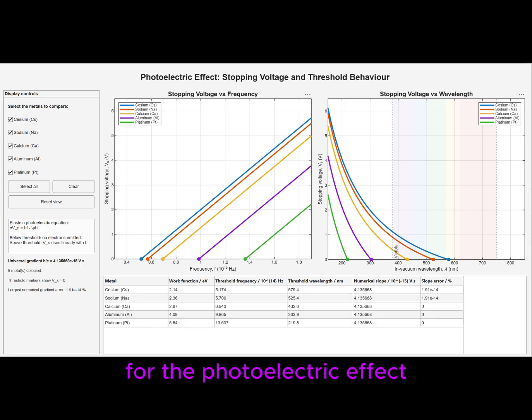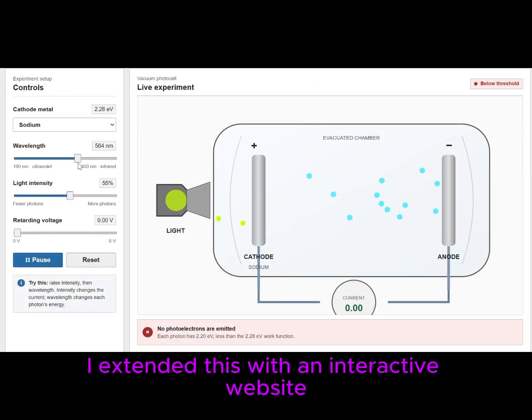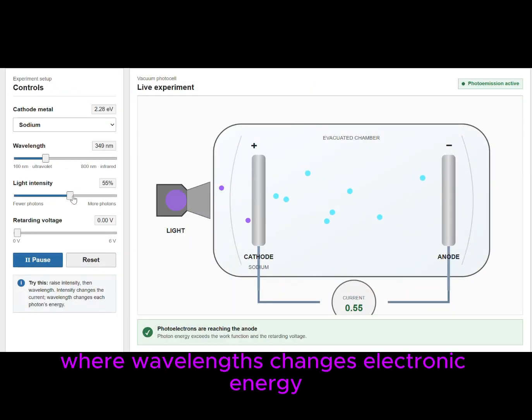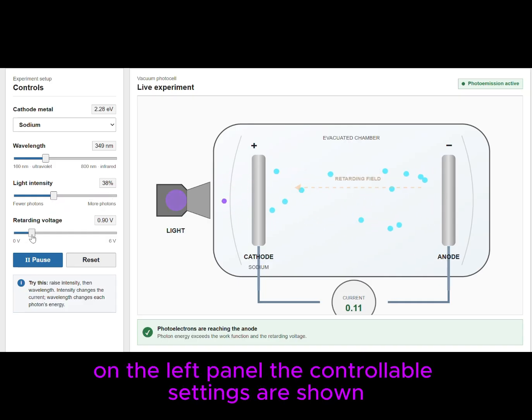For the photoelectric effect, we've plotted 5 distinct metals with different work functions and calculated threshold frequency, wavelength, slope, and slope error. I extended this with an interactive website where wavelength changes electron energy whilst the intensity changes emission rate, alongside material and retarding voltage controls. On the left panel, the controllable settings are shown.